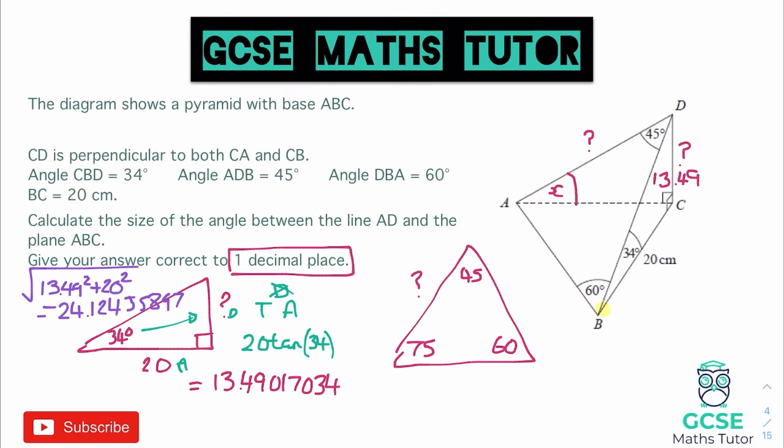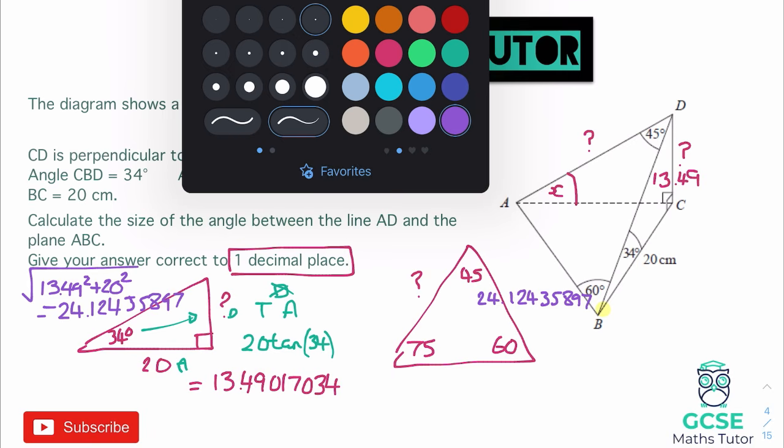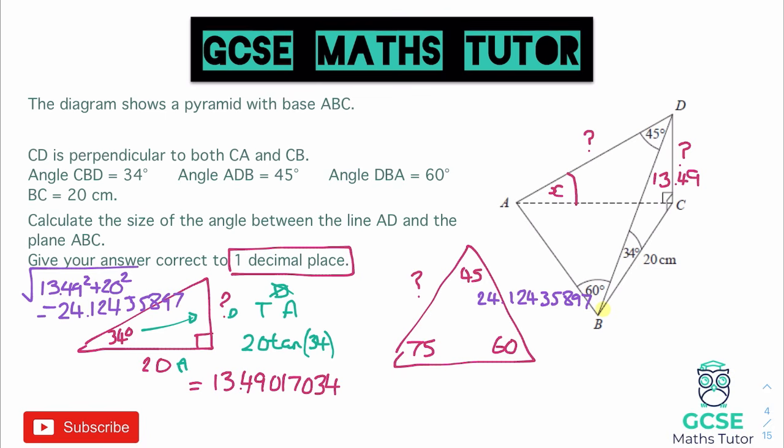We have now another side on our front triangle, and that is opposite the 75. So if we write that in just here, 24.1243587. It can get a bit annoying during the questions to keep writing down all the decimals, but you don't want to lose a mark at the end because you've rounded your answers too early. So now looking at this triangle, I can work out the length A to D. Once we've got that, we're going to be able to just about finish our question, but obviously there's a lot of steps in this question.